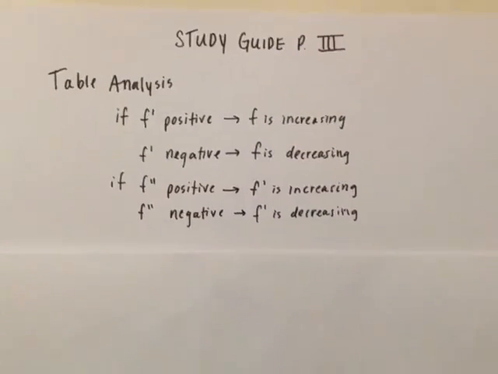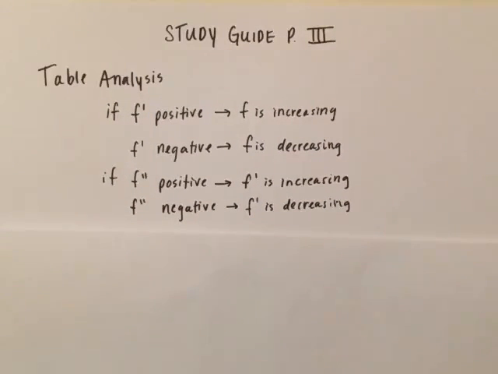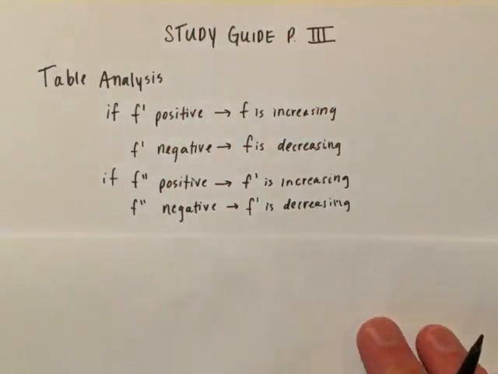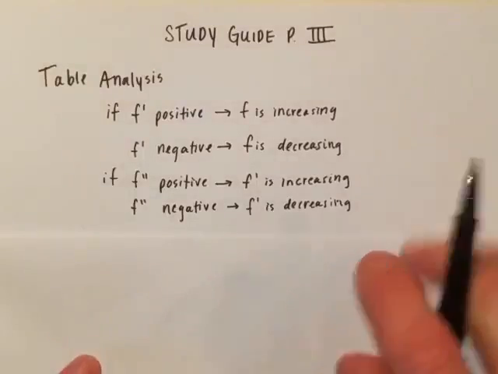All right, the third part of this study guide series is table analysis. So how do we read tables for derivatives and second derivatives? There are some really key annotations that we need to know.